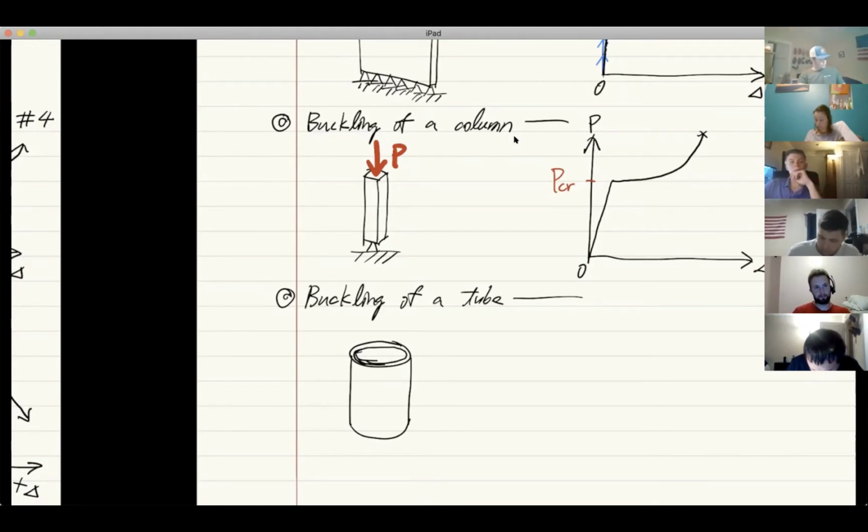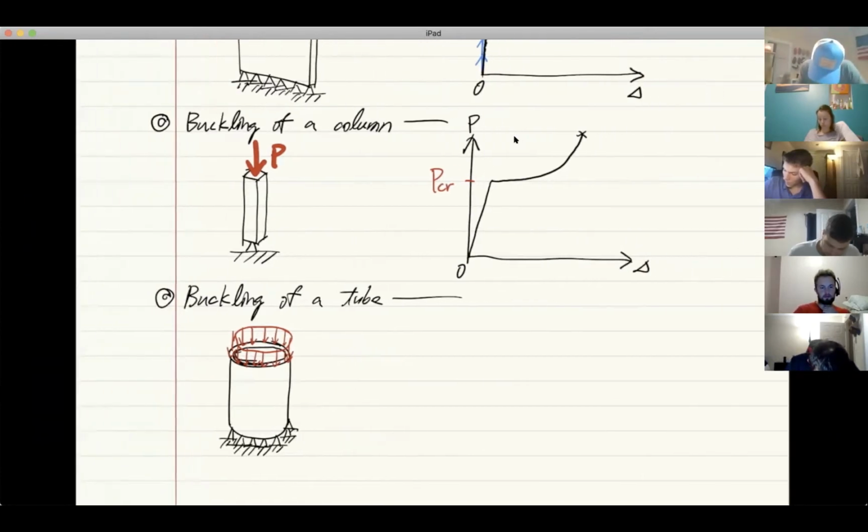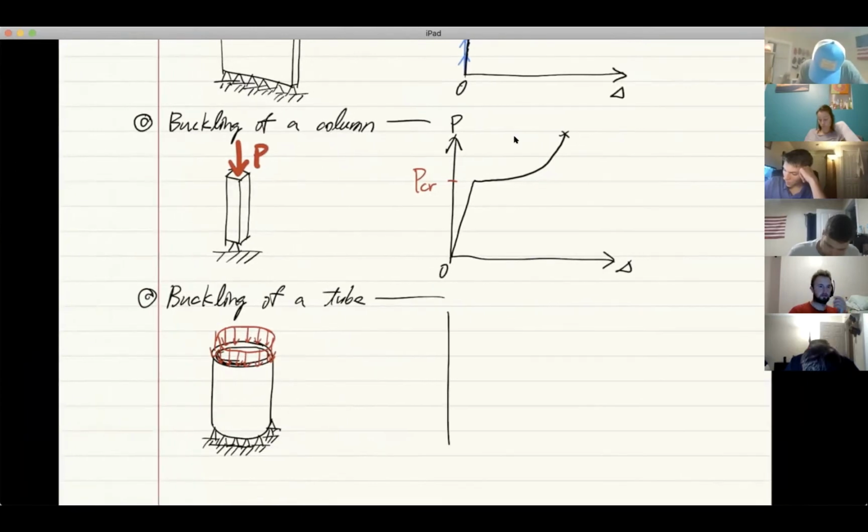So in that case, the loading is uniformly distributed like this. And of course, you also have simple support. Like this. When it buckles, it actually looks like this.